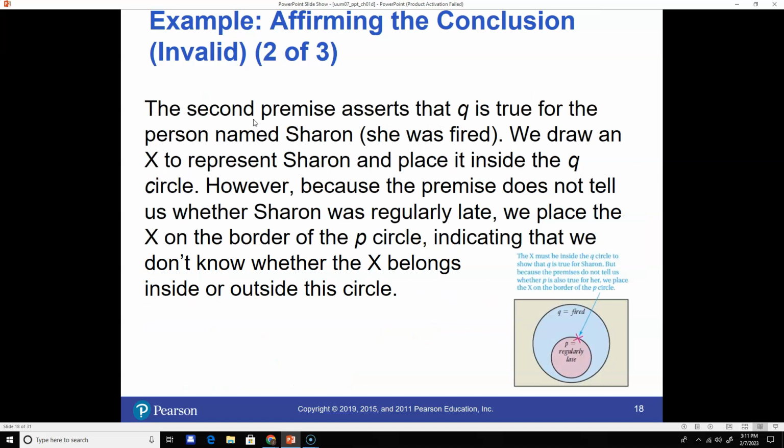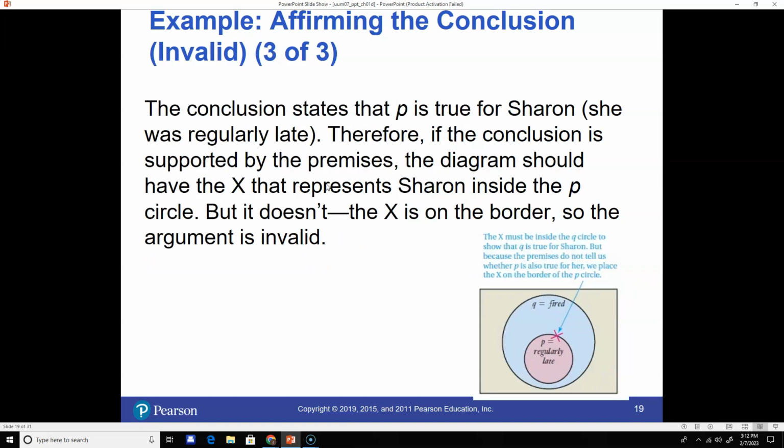Yeah, so that's the explanation here. The second premise asserts Q is true for a person named Sharon. The premise doesn't tell whether she was regularly late, so that's why they placed it on the border, as we said. So the diagram should have the X inside the late bubble. It doesn't. It's on the border, as we mentioned. So the argument is invalid for those reasons. And again, you probably could have thought that one through without necessarily appealing to Venn diagrams, but we can do it that way as well if you're more visual, and that tends to help organize the information.